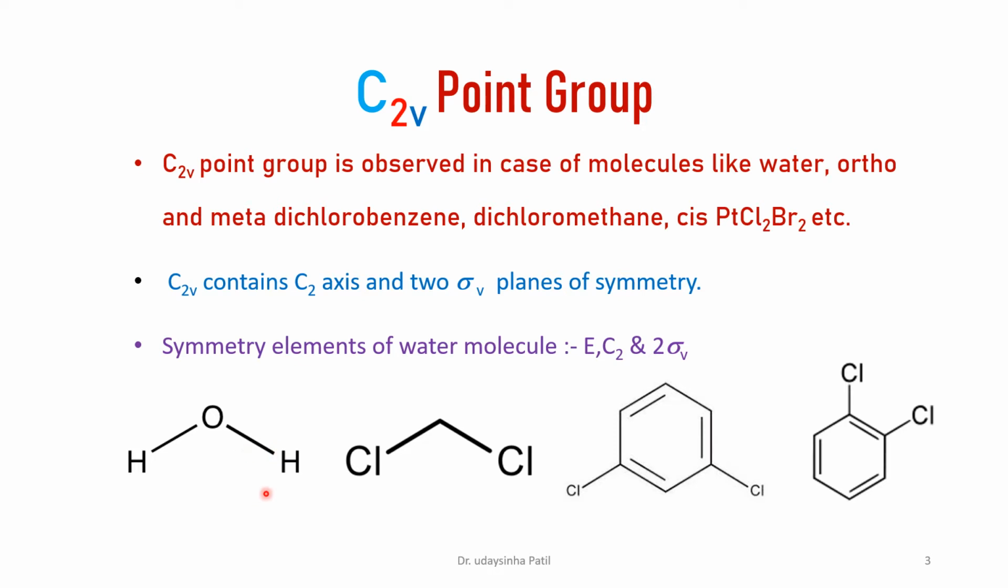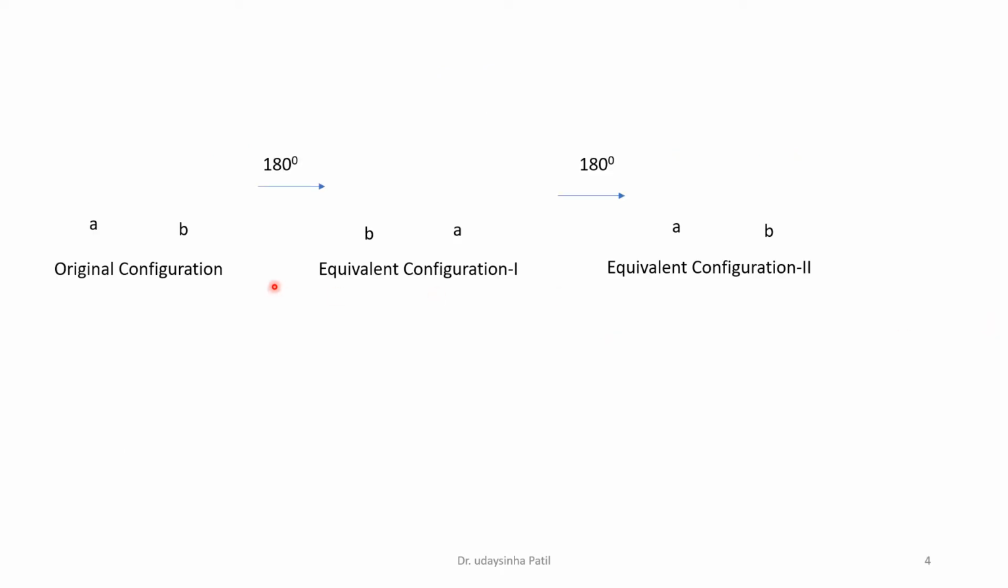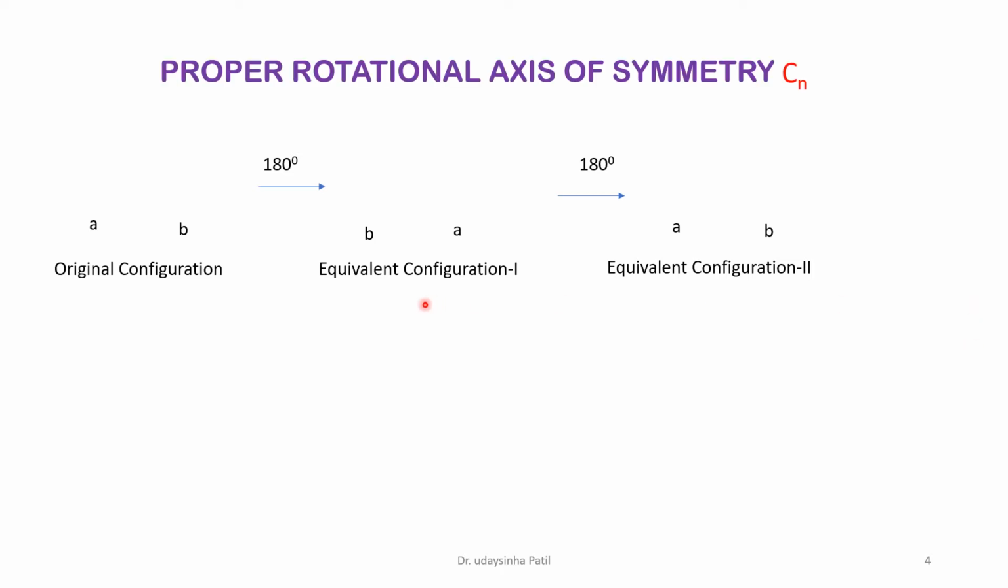So there are some examples. Here is water, here is dichloromethane, meta-dichlorobenzene, and ortho-dichlorobenzene. When you consider the point group, according to the rules, first we have to study the proper rotational axis of symmetry, Cn, which is present in the C2V point group.